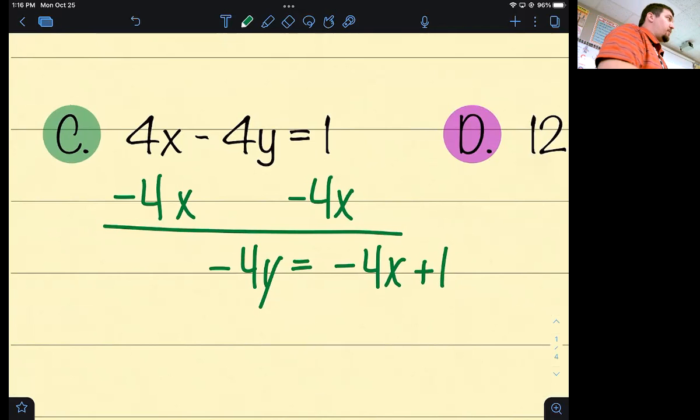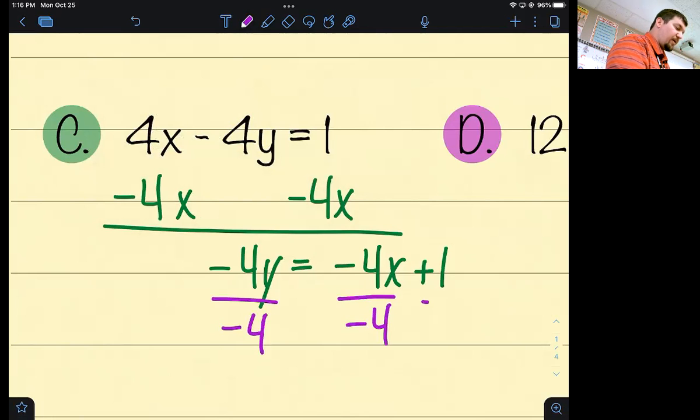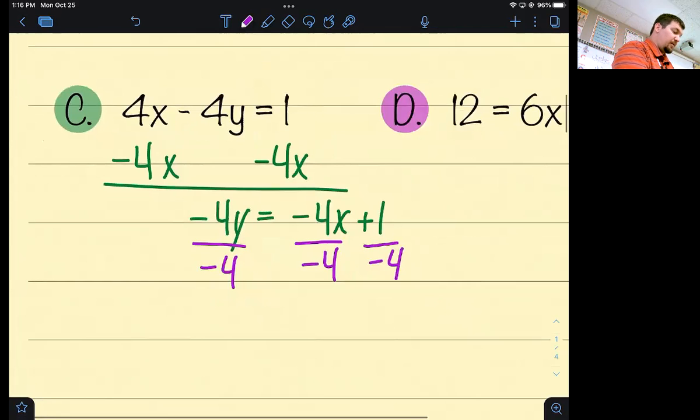Lucy, what's the next thing we would do? What's the negative 4 doing to the y? So yes, we're going to divide everything by negative 4. And when I say everything, I mean everything, right? Both sides, every term on both sides. So the negative 4s are going to cancel out, leaving you y equals. The other negative 4s are going to cancel out, leaving you x.